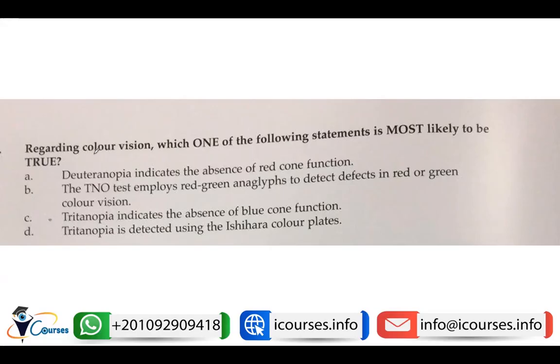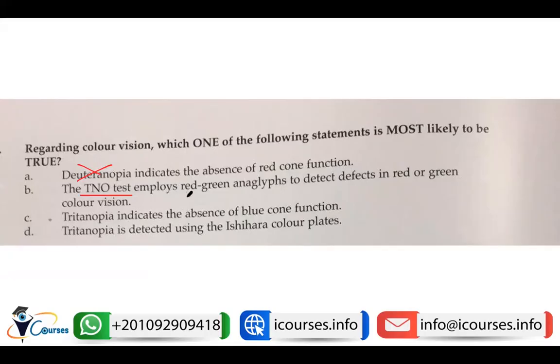Okay, since we haven't discussed this topic yet, let me discuss this question. Deuteranopia indicates the absence of red cone function. This is not true. Deuteranopia is the absence of green cone function, not red. The absence of red cone function is called protanopia, not deuteranopia. The TNO test is one test for stereopsis, not for color vision. So all this is wrong.